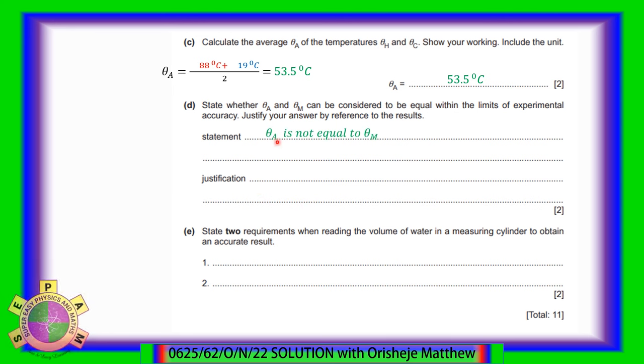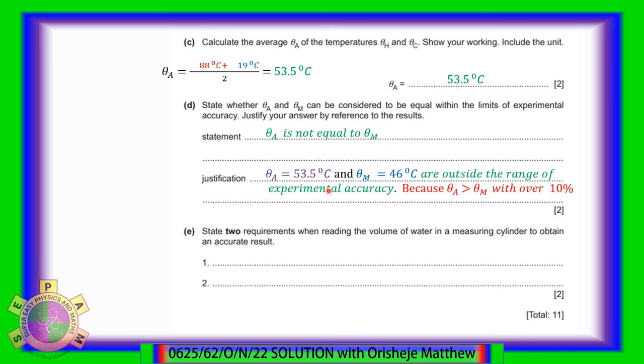So QA is not equal to QM. Why? The average temperature is 53.5 degrees Celsius, while the final temperature of the mixture is 46 degrees Celsius. If you look at the difference between these, they are outside the range of experimental accuracy. For you to consider them equal, the difference between them must not be over 10%. If the difference between them is less than 10%, you can assume them to be equal, and that maybe a slight error was made while carrying out the experiment.